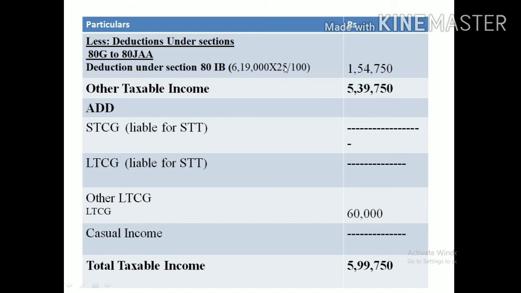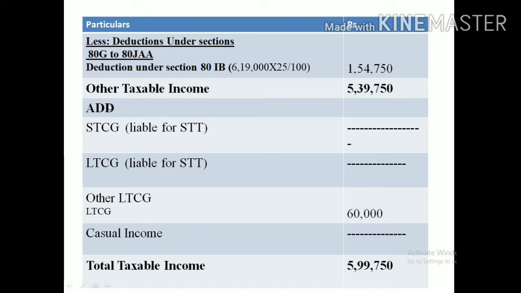How much percentage? Here the percentage is not specified, so we go for 25%. Okay, we'll get 1,54,750. When the company is claiming the deduction under section 80 IAB, 80 IA, 80 IAC, in this situation it should be calculated on that year's profit.